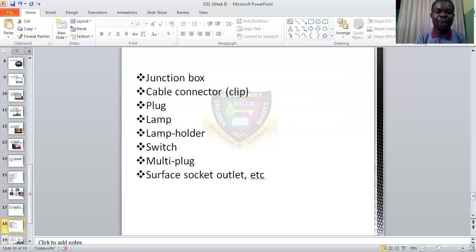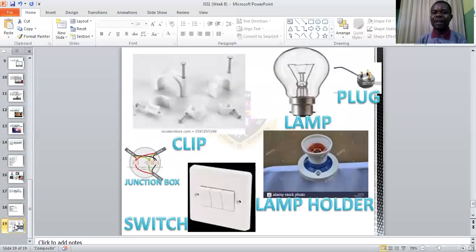They have their pictures too, or their images for you to see. I want to display. Yes, this is the plug. You connect the cable here. Now it is sealed. You cannot see anything here. So you can now plug it into the socket.